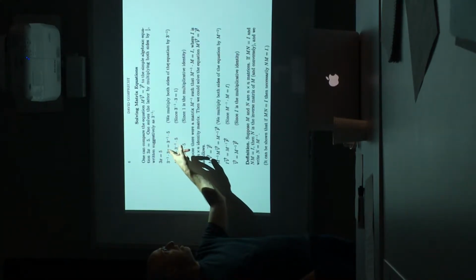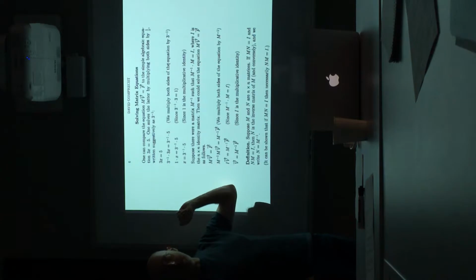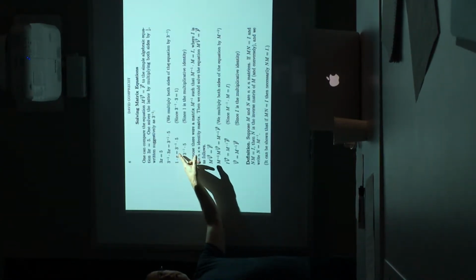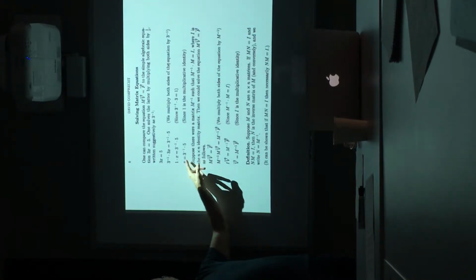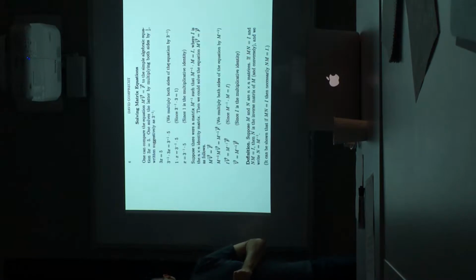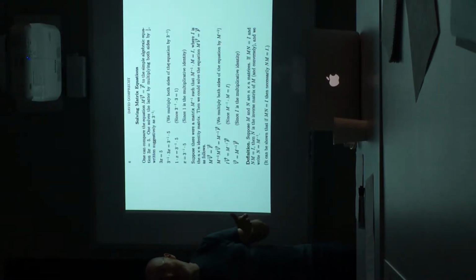If these are equal, these are equal. But look, 3 to the negative 1 times 3 is 1. And 1 is the multiplicative identity. So I just get x over here, and I've solved my problem. x is 3 to the negative 1 times 5. So you've done that many times.